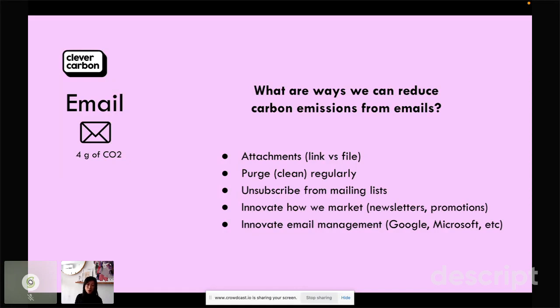If you send a link to a folder, you can always switch out the document without having to resend the attachment. So, where you can and when you're sharing attachments, share a link to a folder and purge your emails regularly, which came up in the chat. Unsubscribe from your mailing lists. Maybe innovate on how we market, right? Like, do we need to be sending all these emails all the time? What are some other innovative, sort of low carbon ways to market? And getting some help from our email management. So having Google or Microsoft help us purge some of our old emails, that would be really helpful.